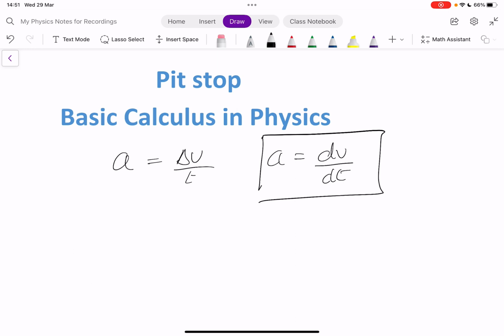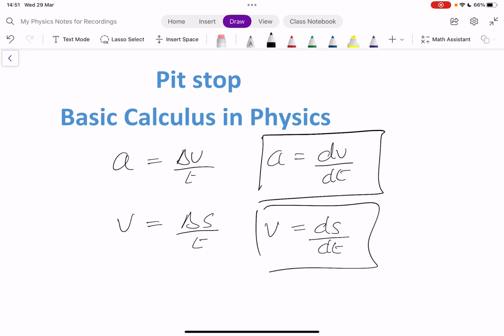Similarly, in mechanics, we also know that velocity is change in distance over time. So change in displacement s over time, which means that velocity is ds by dt. You can call the s whatever you want. That could be dx by dt, dl by dt, dd by dt, but velocity is the rate of change of distance with time.